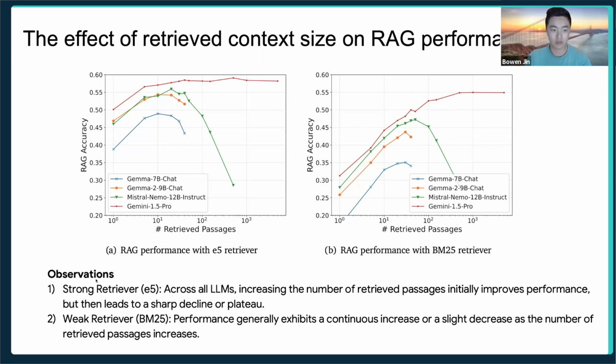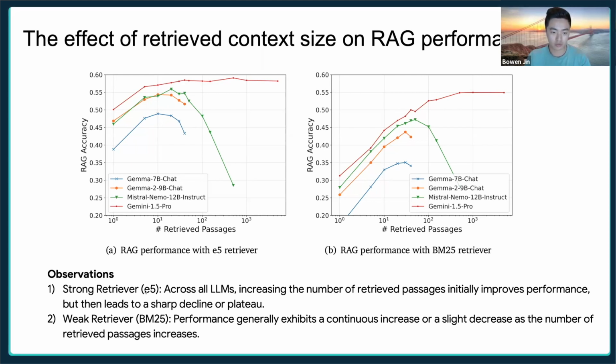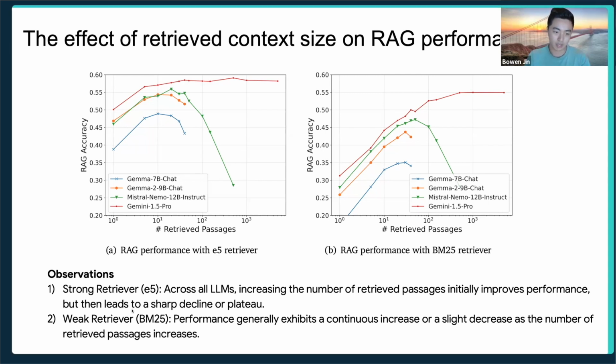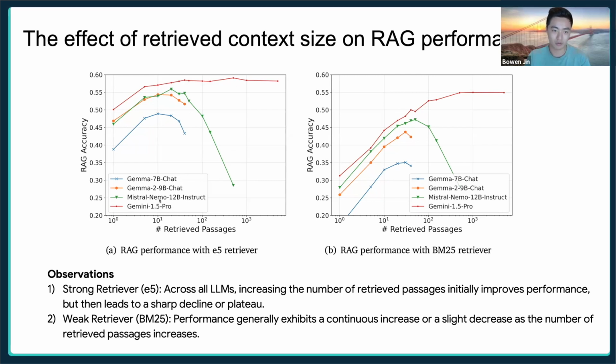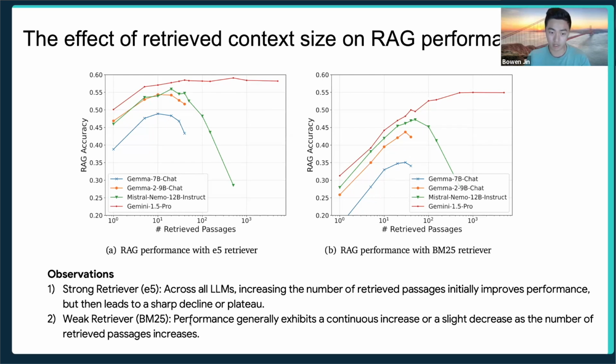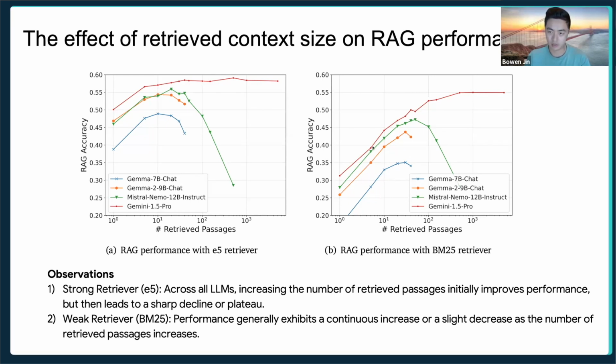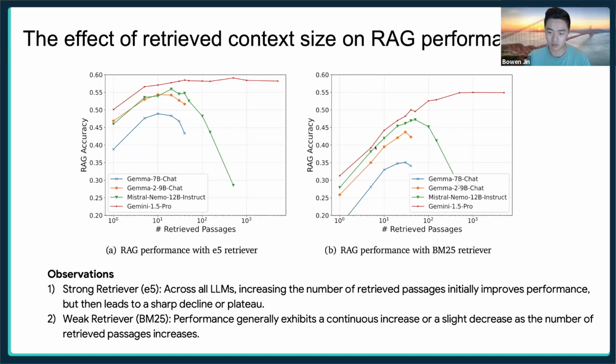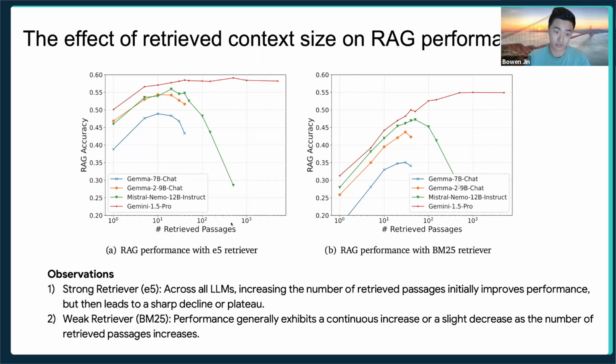So why does this happen? The observation is that with a strong retriever, across all LLMs, increasing the number of retrieved passages initially improves performance, but then leads to a sharp decline. But the outlier is Gemini 1.5 Pro. We'll talk about why this happens in later slides. If we use a weak retriever, which is BM25, the performance generally exhibits a continuous increase or a slight decrease as the number of retrieved passages increases.